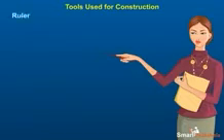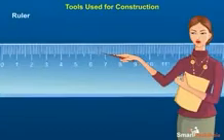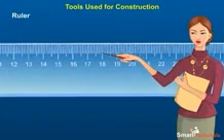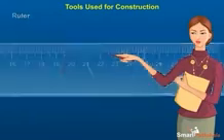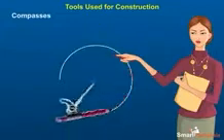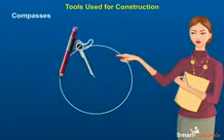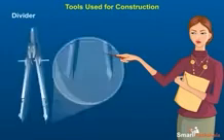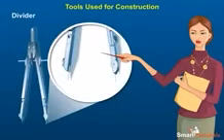1. Ruler. It is a scale that is used to measure the length of a straight line and distances. 2. Compasses. An instrument with two arms, one sharp and one with a pencil, that can be used to draw circles or arcs. 3. Divider. It consists of a pair of pointers that is used to measure the arc or lengths.